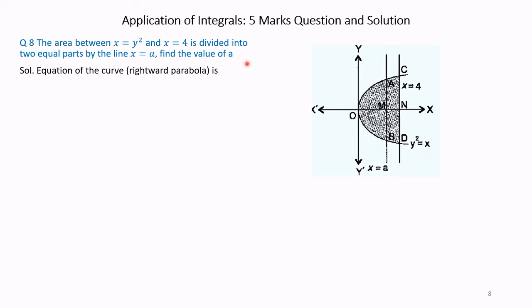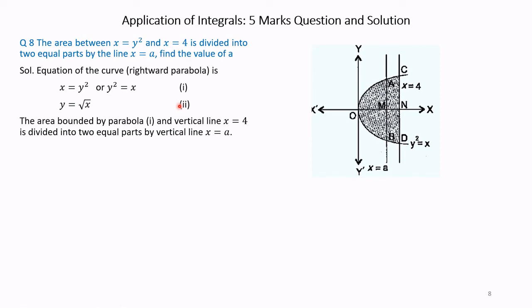Equation of the curve. Write what parabola is. We have to write the equation. Given equation, we know x is equal to y square. Write what parabola is. X is equal to y square, or rearranging, y square is equal to x or y is equal to root of x. Let it be equation 2.